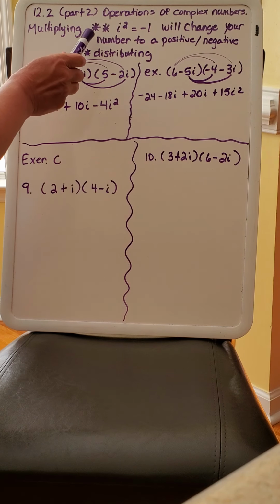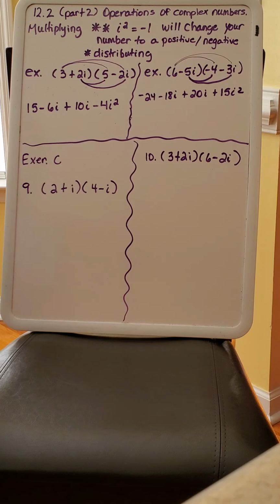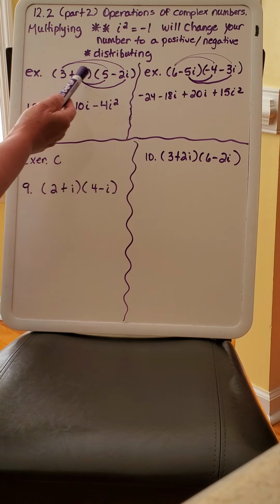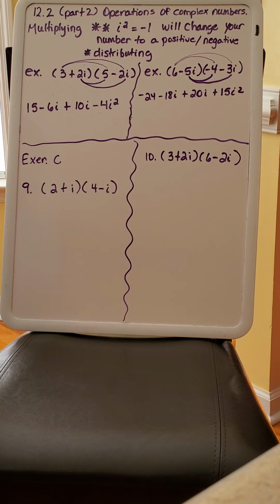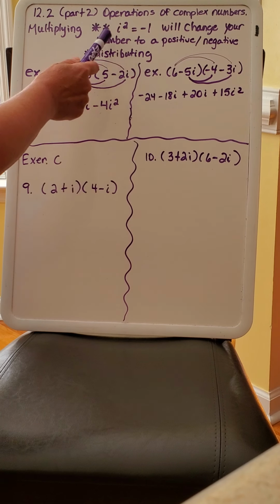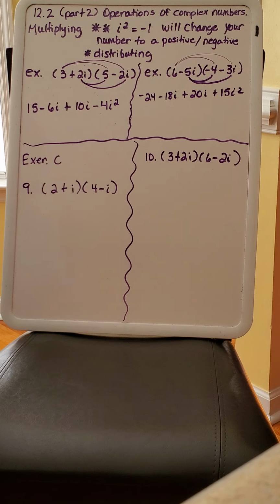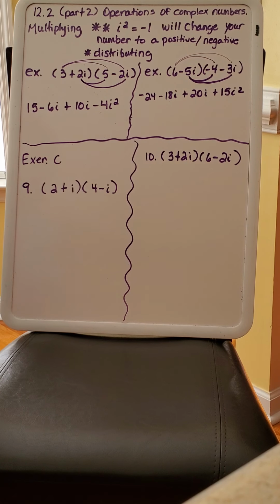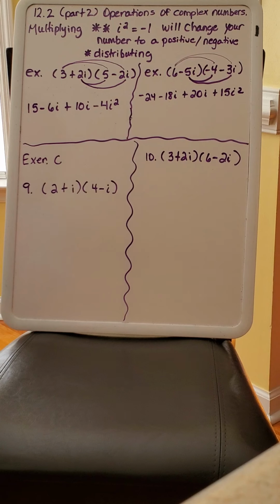First off, we need to remember that i² is equal to -1. The reason this is important is because when we are distributing these complex numbers, it's going to create i squared, and it's going to change our number to either a positive or a negative. So that's going to be one of the biggest challenges for today's lesson.